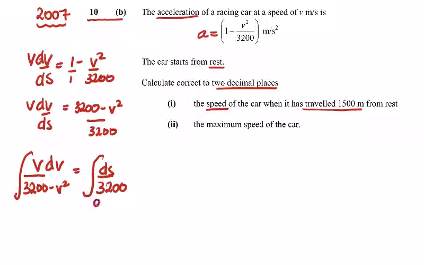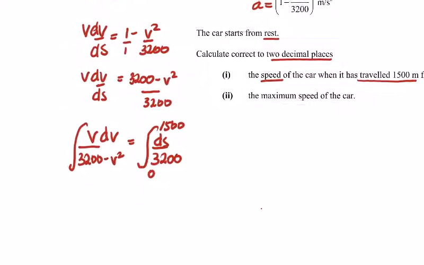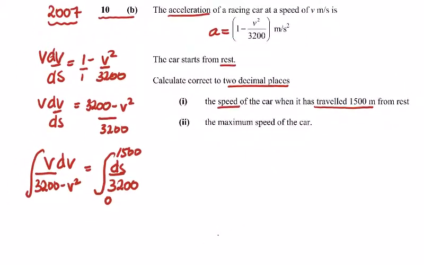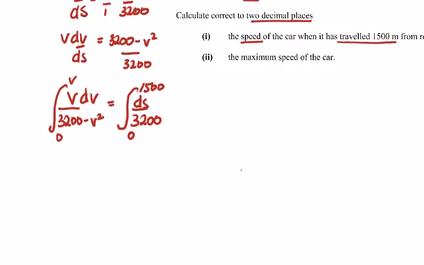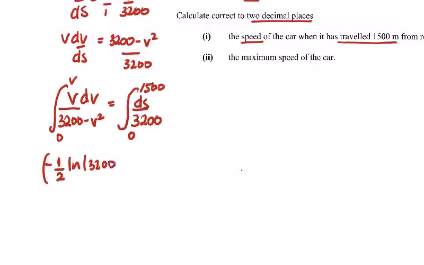we should get our displacement after 1500 meters, and velocity, speed, we're starting from rest going to v. So this is a substitution rule. It ends up as, when we integrate this, minus 1 over 2 by the natural log of the bottom, 3200 minus v squared, between v and 0. That will be equal to s over 3200 between 1500 and 0.